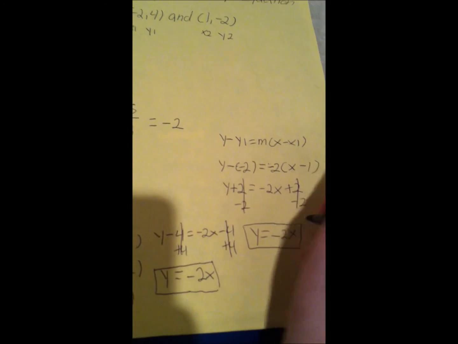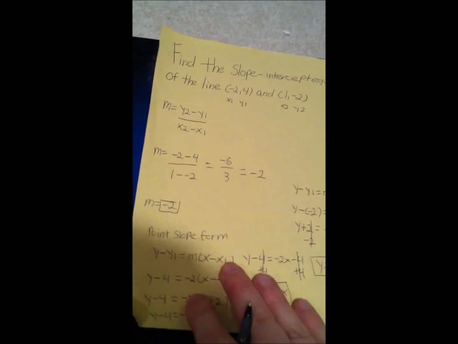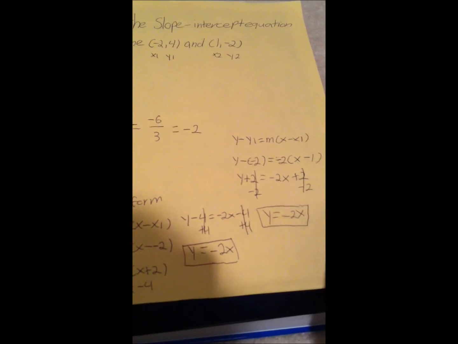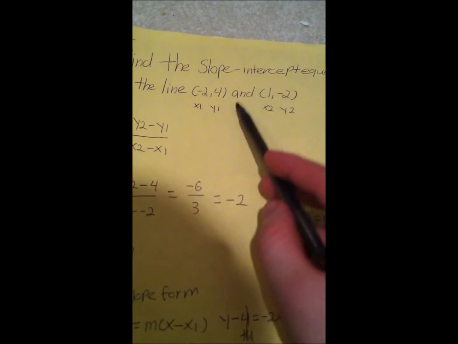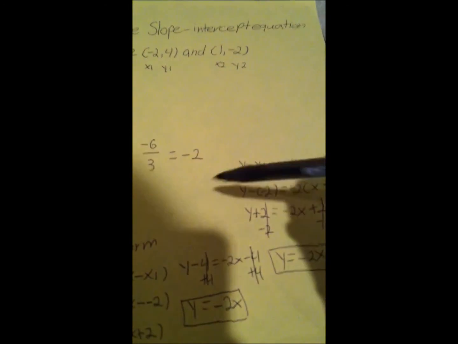So as you can see, for both of the equations, y equals negative 2x. So it doesn't matter which points you plug into the point slope form, you get this same answer for both.